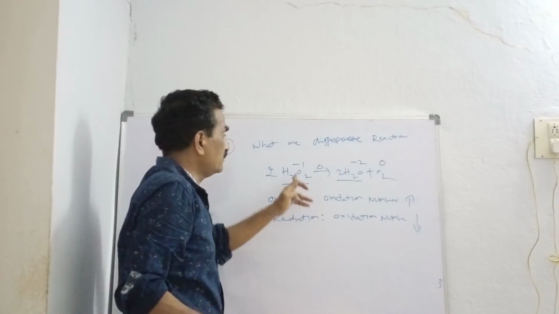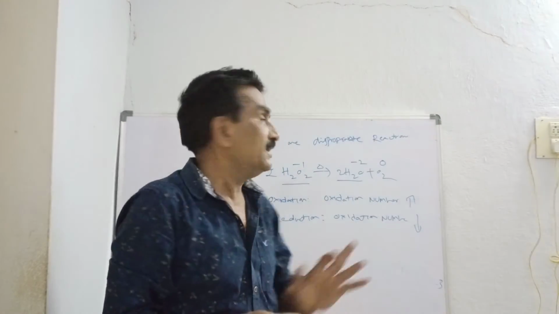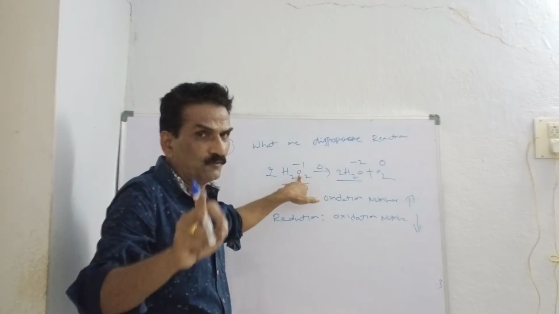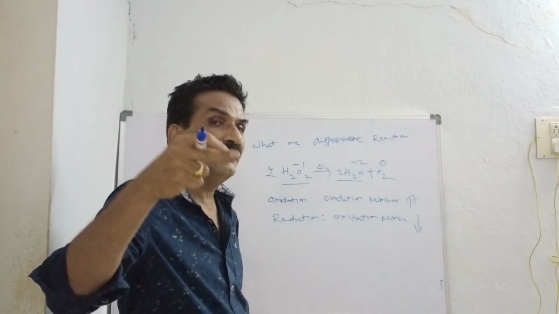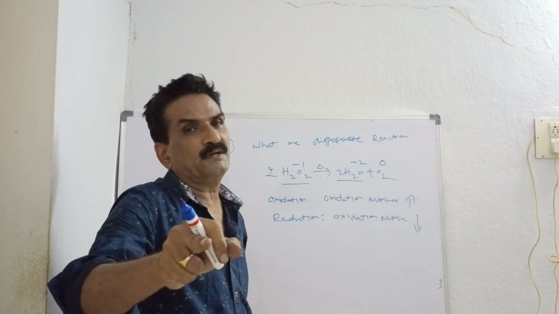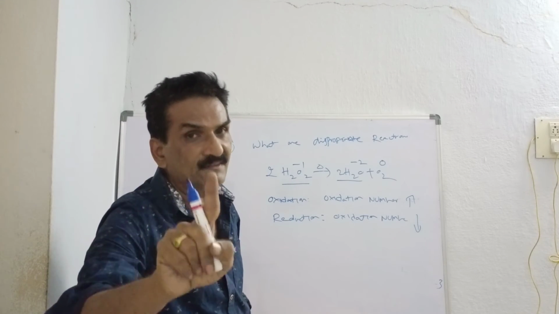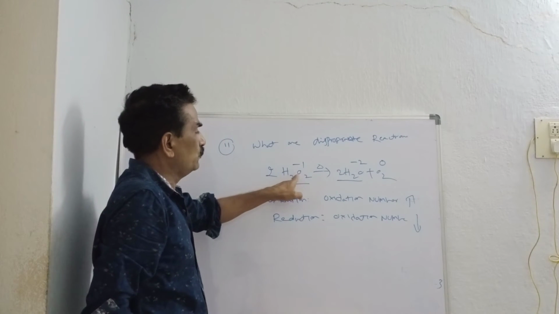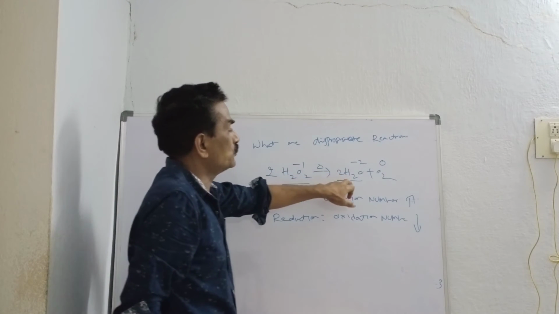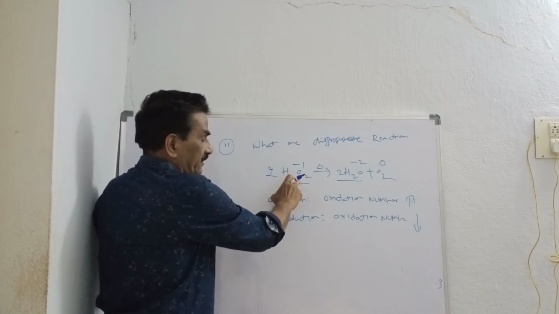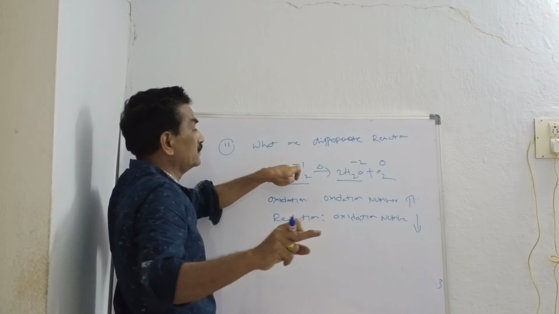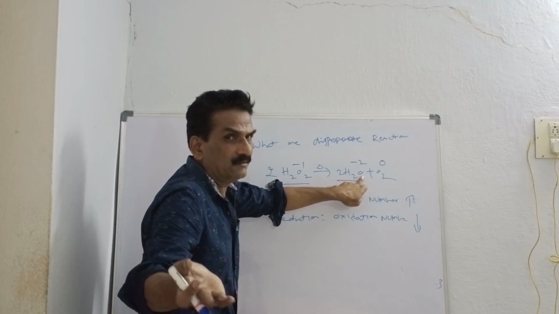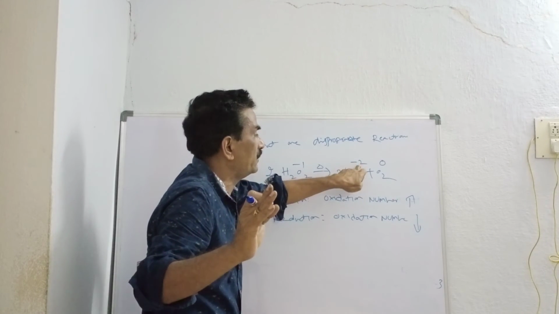After that, you have to write the definition. In a reaction, the same element undergoes both oxidation and reduction. That is called a disproportionation reaction. The definition carries 1 mark. Second, the equation: 2H2O2 gives 2H2O plus O2. This is a peroxide. In peroxides, the oxidation state is -1. In other oxides, oxygen always shows -2.